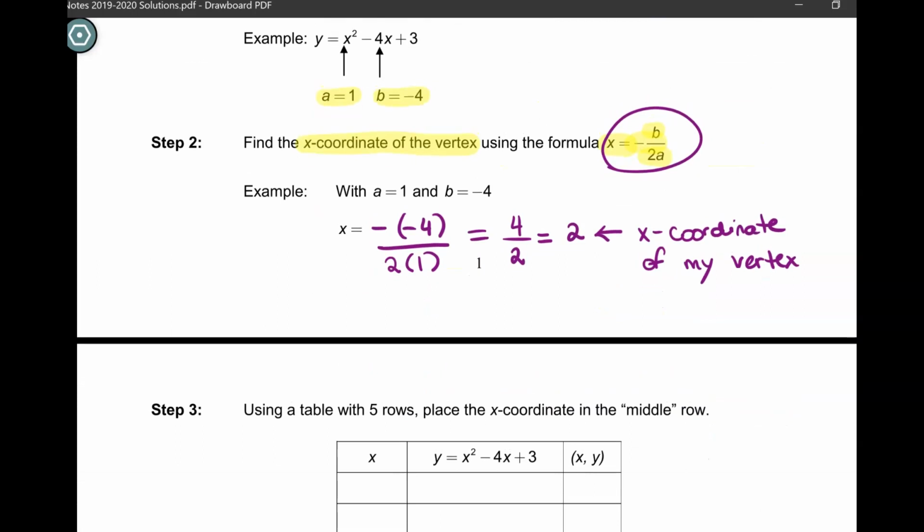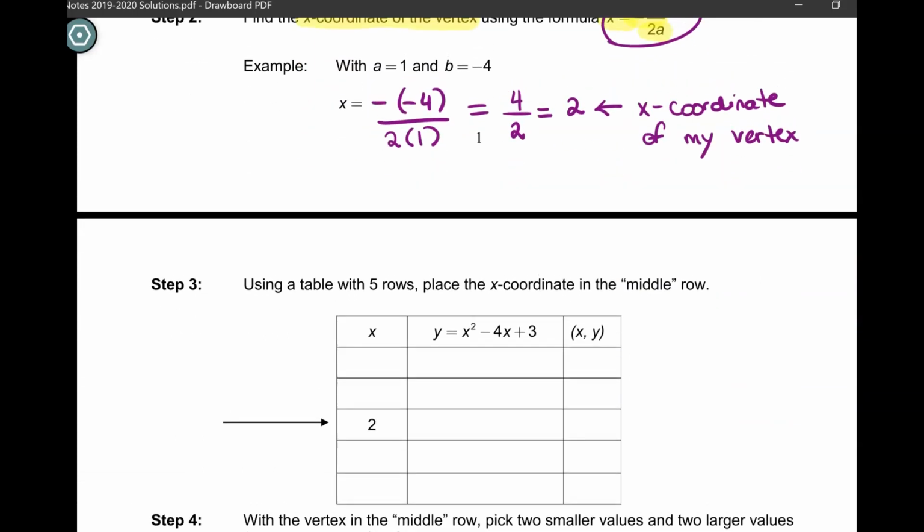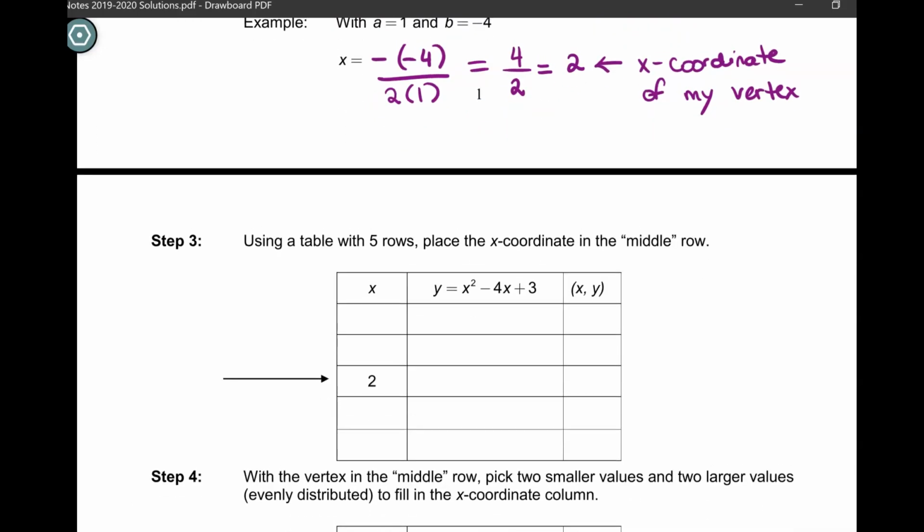All right, so when you see the homework, I'm going to have these tables for you. Using a table with five rows, place the x coordinate in the middle row. So you'll notice I already placed it there for you.